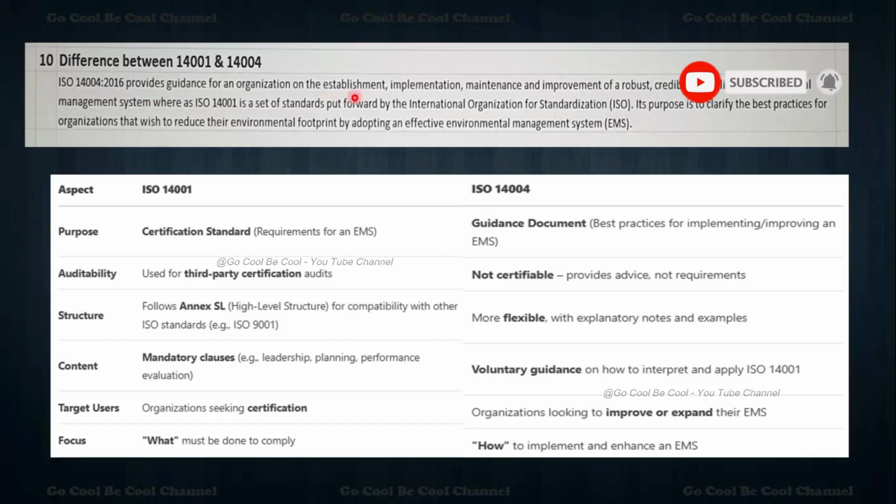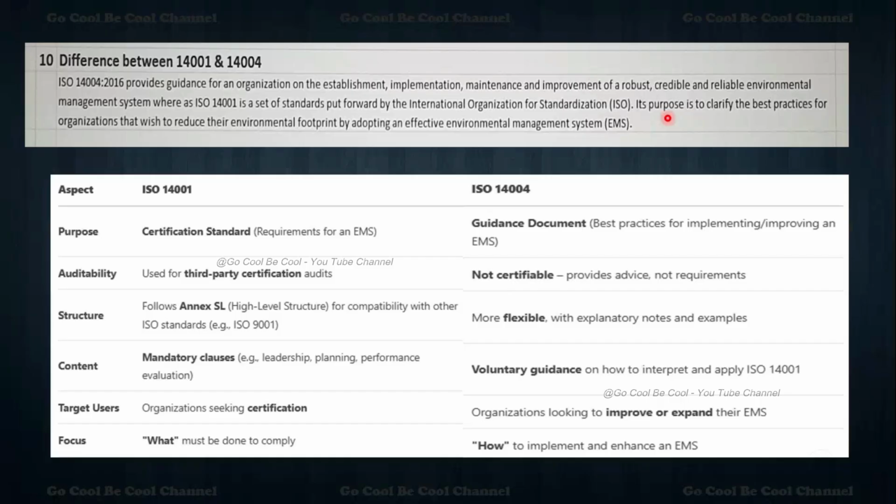Organization on establishment, implementation, maintenance, and then improvement of a robust, credible, and reliable environmental management system is where ISO 14001 comes in, a set of standards put forward by the International Organization for Standardization, ISO. Its purpose is to clarify the best practices for organizations that wish to reduce their environmental footprint by adopting an effective environmental management system. That is the EMS policy generally we have.